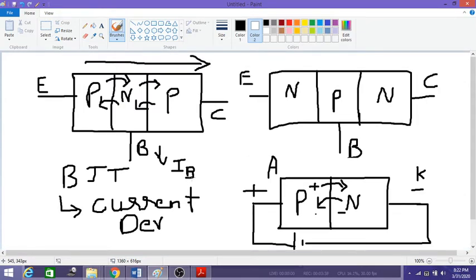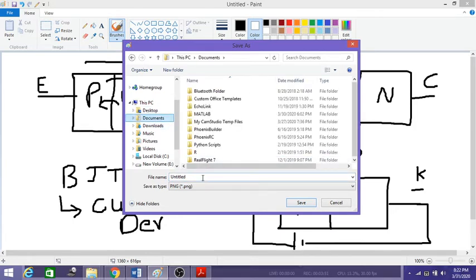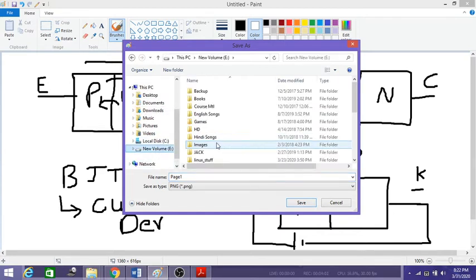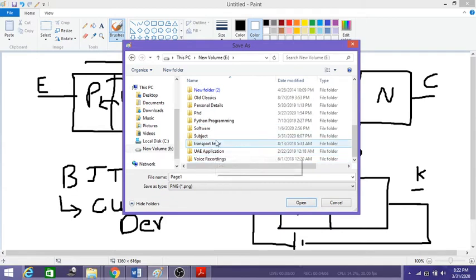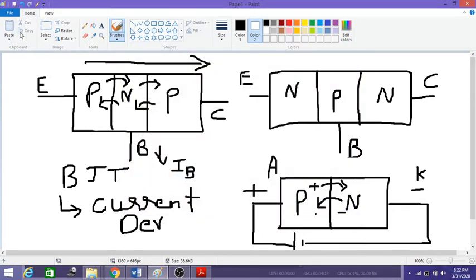Now if we look at the let me save this for a moment. I'll save this in the downloads as my page 1, or let me save this in my folder. Sorry for this, there is no pause in between. I'll save this as page 1. Why? Because I have to clear this.